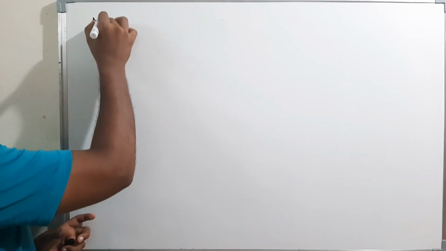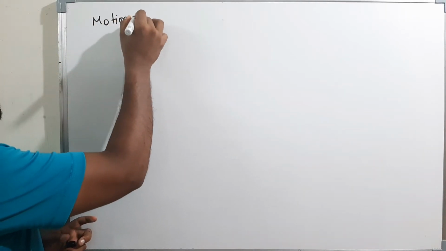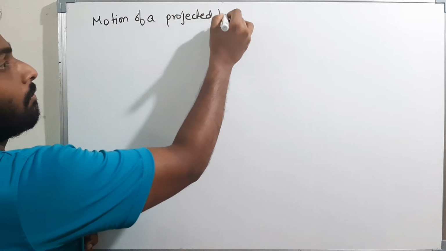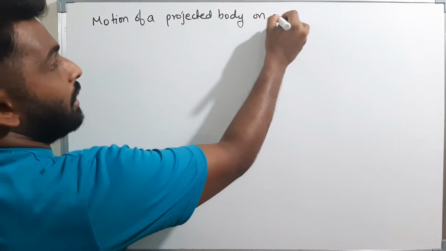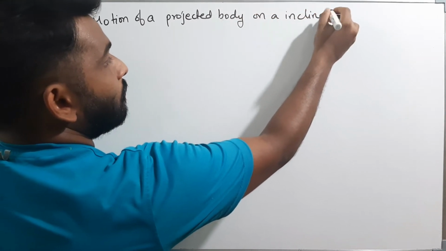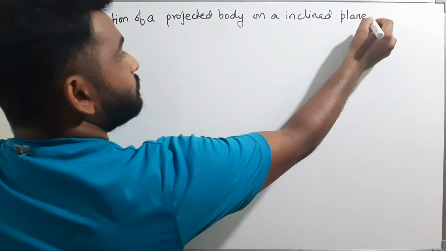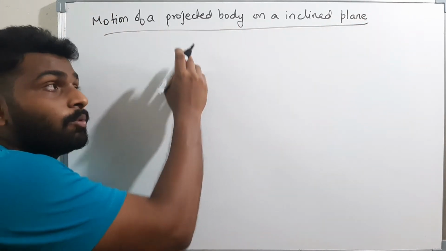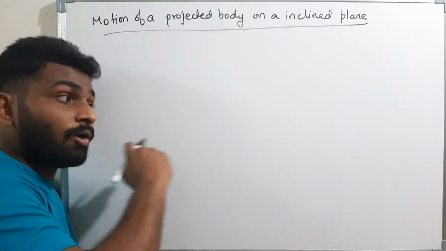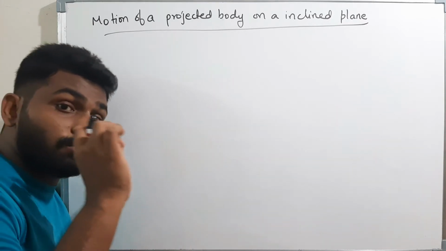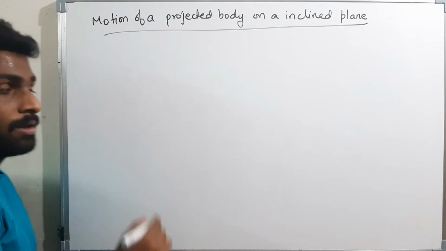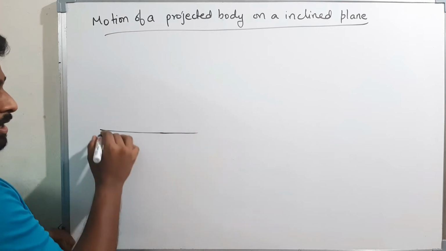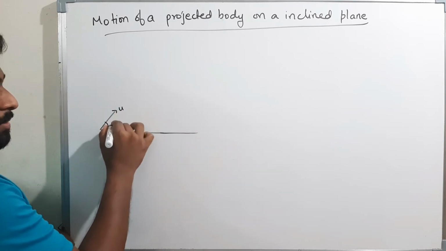Motion of a projected body on an inclined plane. Okay, now see here. Before studying about the projected body on an inclined plane, we should study it on a horizontal surface. First of all, you should be very thorough with projectile motion. Now see here, I will explain very briefly. This is horizontal, and this is the body projected with a velocity u, making some angle theta.